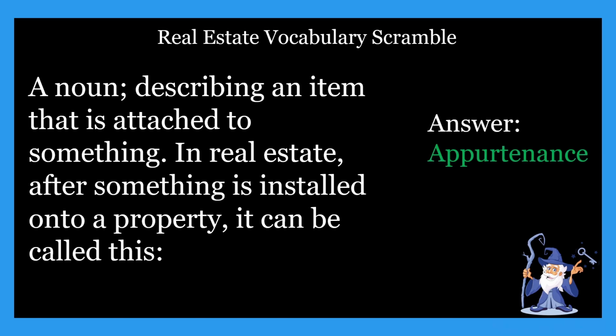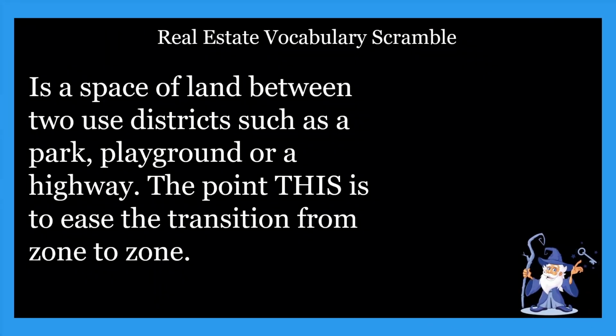Appurtenance. That's right. Appurtenance is a noun describing an item that is attached to something. In real estate, after something is installed onto a property, it is called an appurtenance, meaning it is passed on to a new owner if the property is sold. An appurtenance can be something tangible, like a tree, barn, or water tank, or something abstract, such as an easement. All right, let's do the next one.